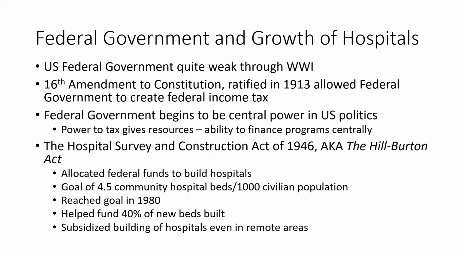So Hill-Burton allocates federal funds to build hospitals, basically a subsidy to the states. So the states put together plans to build hospitals with a goal of having 4.5 community hospital beds per 1,000 people. So the Hill-Burton Act promises money, federal funds, from the federal government to the states. The point here is the federal government is not the one building the hospitals. The federal government is giving money to the state governments, which then fund the construction of these new hospitals.